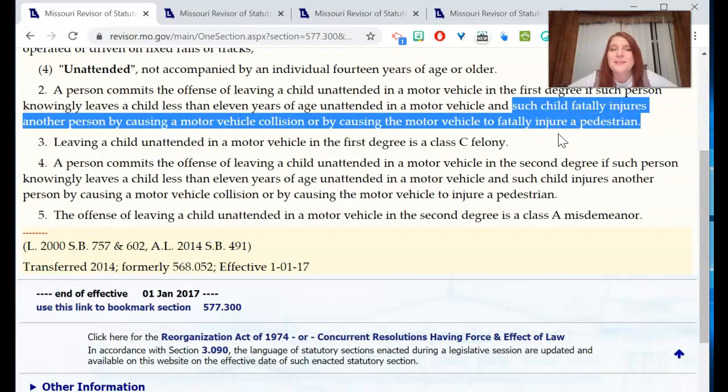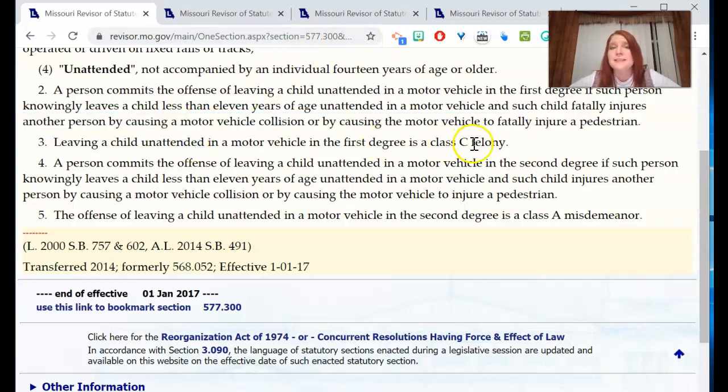It's the offense of leaving a child unattended in a motor vehicle in the first degree if they're under 11 by themselves and the child hurts someone else or causes a collision. So that means like the kid gets up there and drives the car or knocks the car into neutral, whatever. Okay? That's first degree. It says leaving a child unattended in the first degree is a Class C felony. So if that should happen, that's a Class C felony.